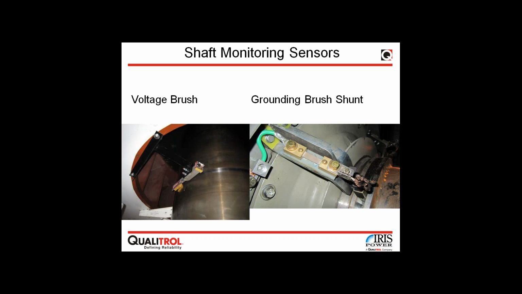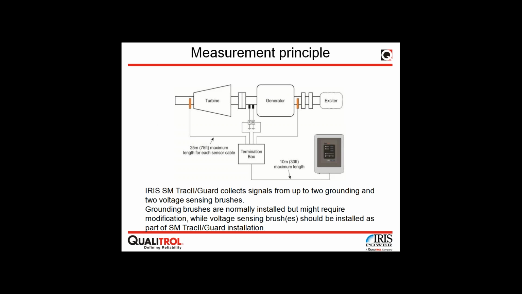So the sensors will be a voltage brush, shown on the left, and the shunt on a grounding brush, shown on the right. From the brush on the left, which is the voltage brush, we'll be reading the voltage, and from the brush on the right, we'll be reading the current, basically a voltage from a shunt, which will represent the level of the current going from the shaft down to ground. So this is the measurement principle shown on a horizontal axis machine. On the left side will be the turbine, then on the right the generator, and further right the exciter.